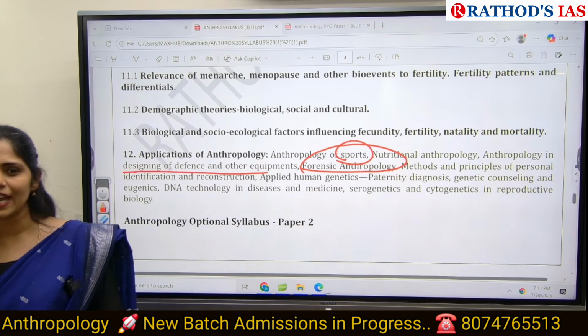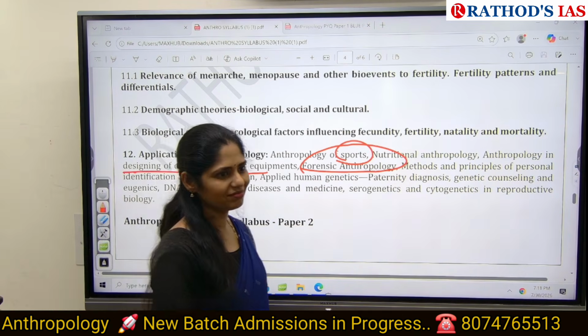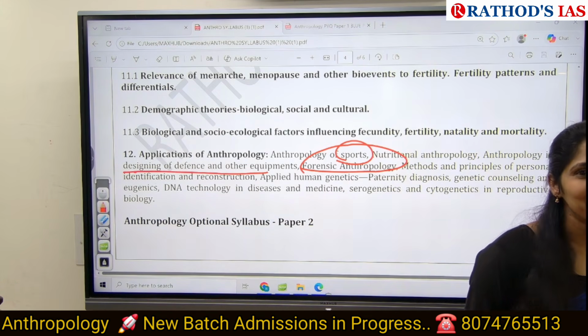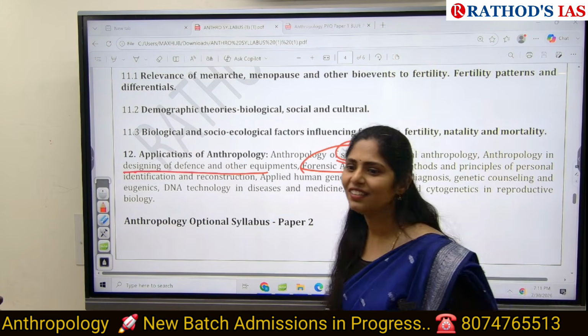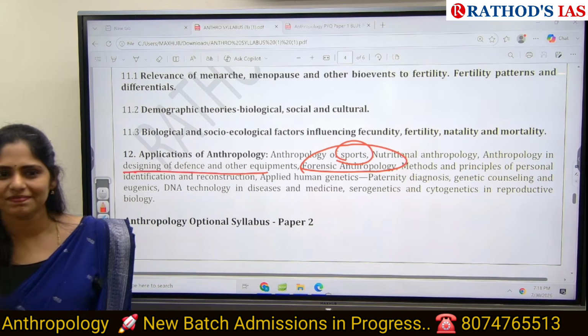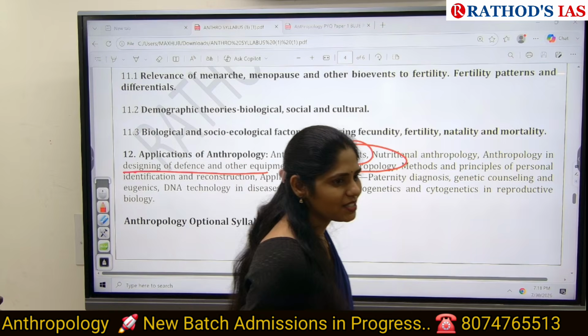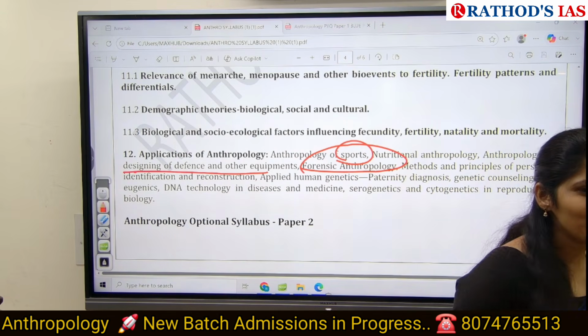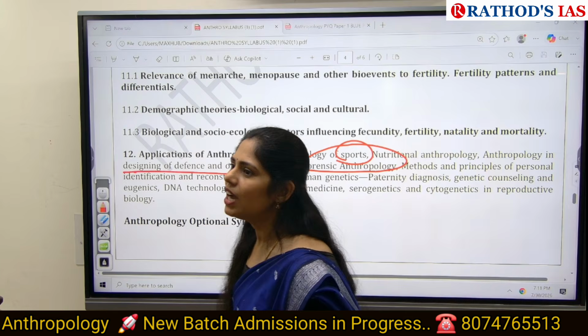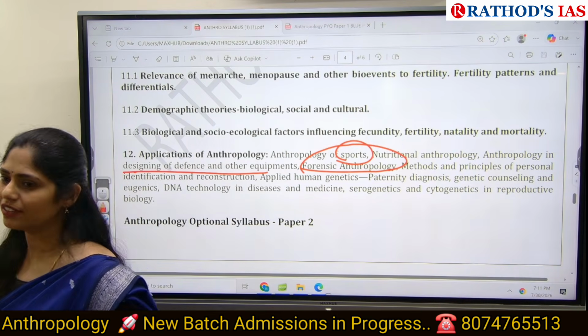Have you seen this movie Cadaver? Cadaver, Amala Paul movie. No idea? Very nice movie. Just go and watch that movie today. It's around 2 hours 15 minutes. Cadaver. On YouTube also it is there. So that movie is about identifying the cause of death.